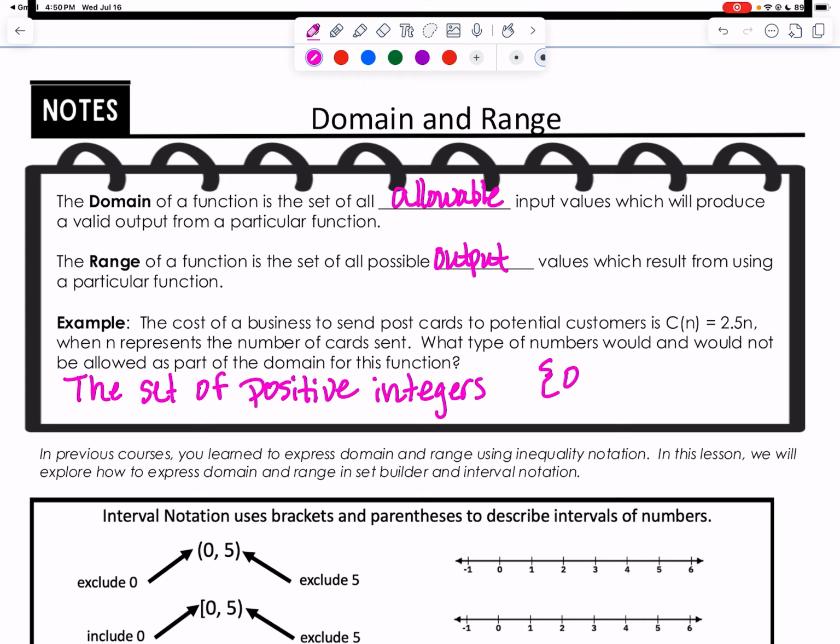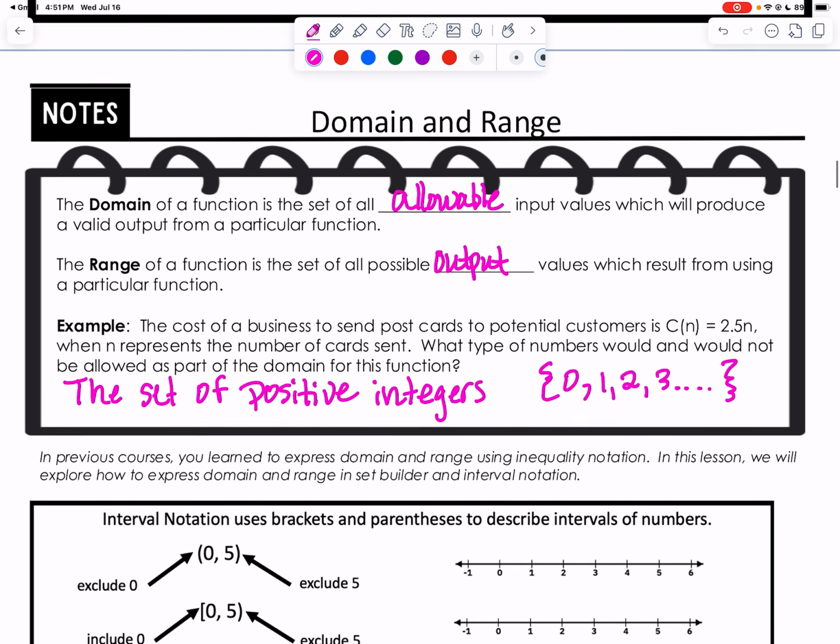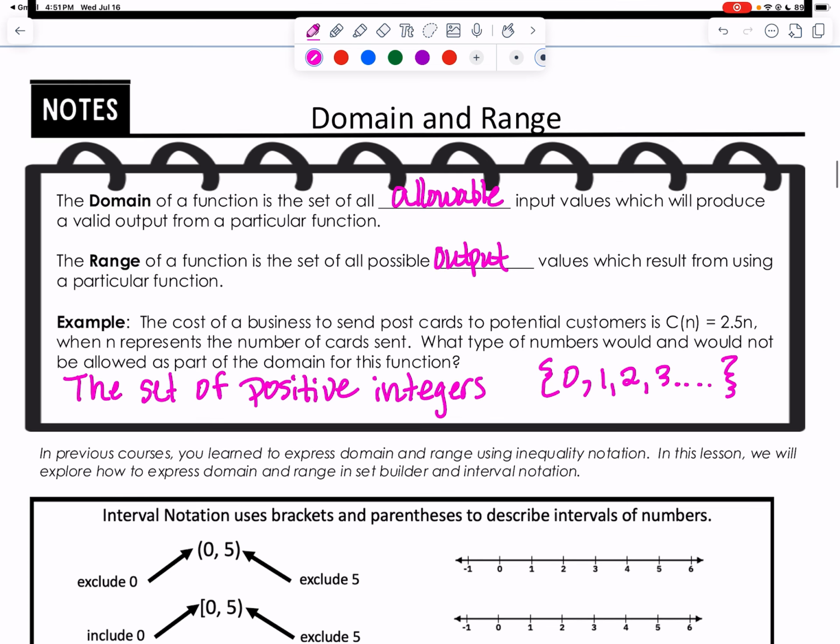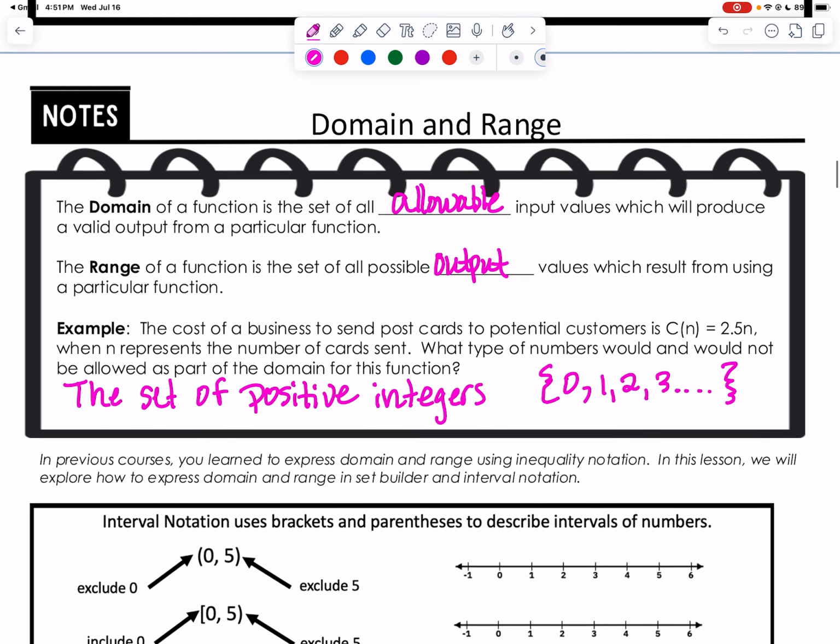So for example, we could send 0 postcards, or 1, or 2, or 3, and on and on. So in this function, our domain is what we call restricted. It can't be any number it wants to be. It has to be in that set of positive integers. Now, in previous courses, you probably learned to express domain and range using inequality notation. But in this lesson, we're going to explore how to express domain and range in set builder and interval notation.